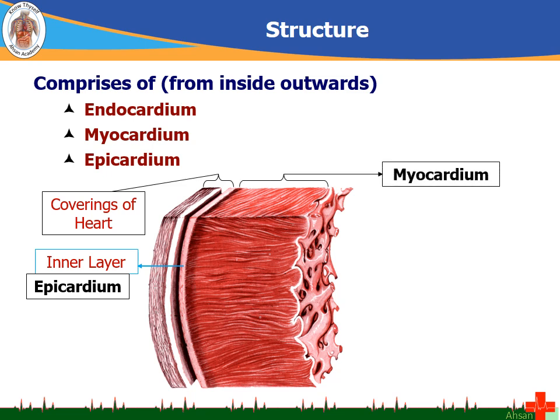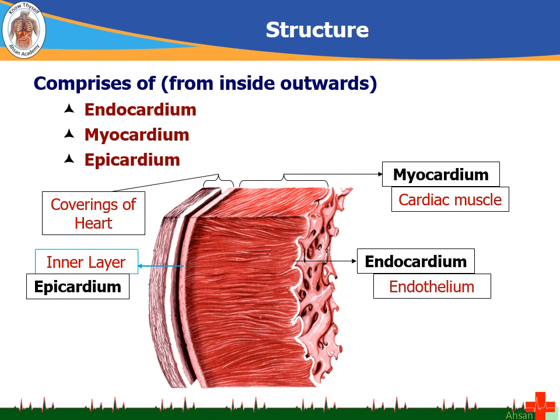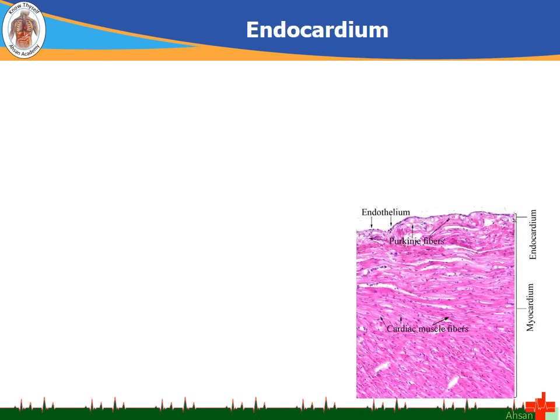The thicker part is the myocardium. This comprises muscle cells, and it is a special type of cardiac muscle. And the innermost layer is the endocardium. This is actually endothelium on connective tissue. Let us discuss all three layers one by one.